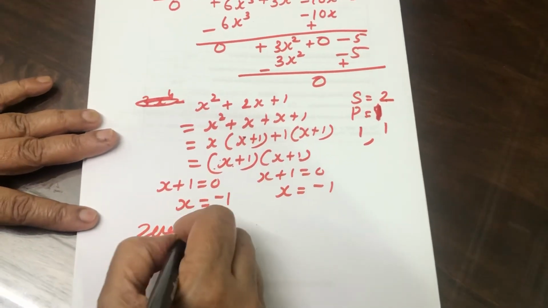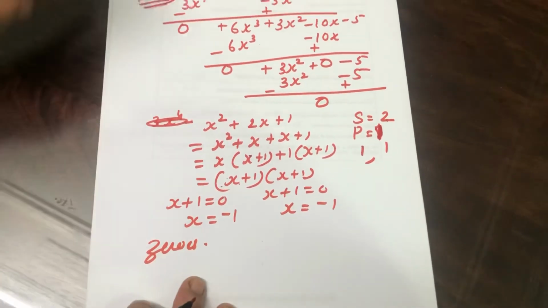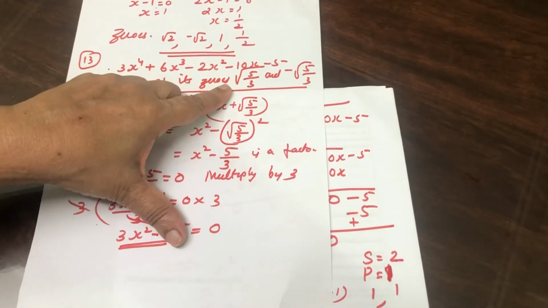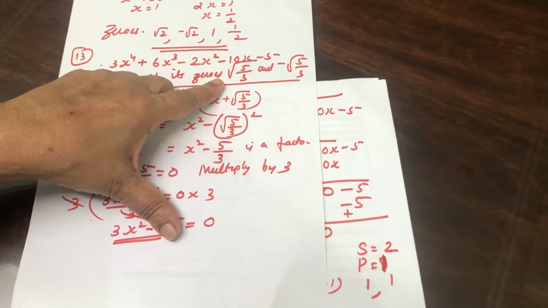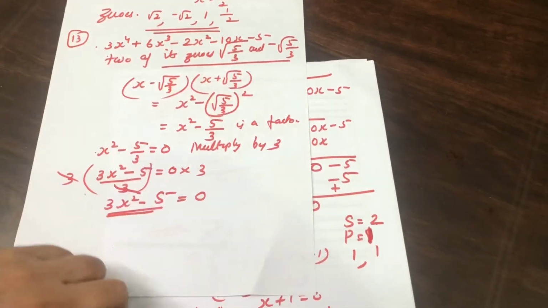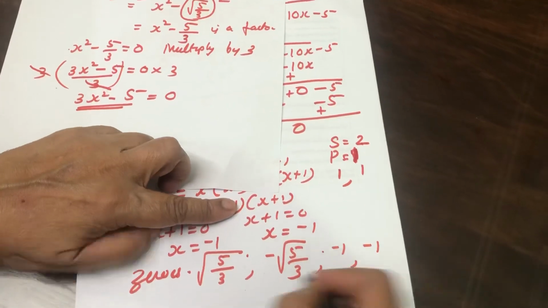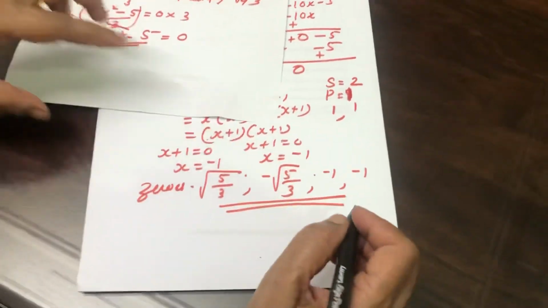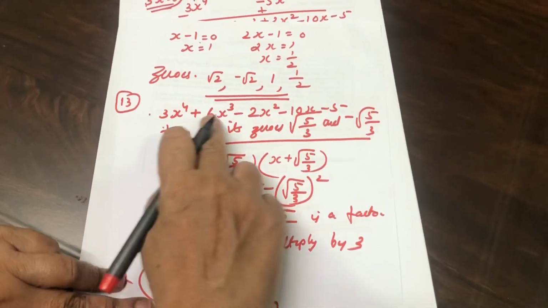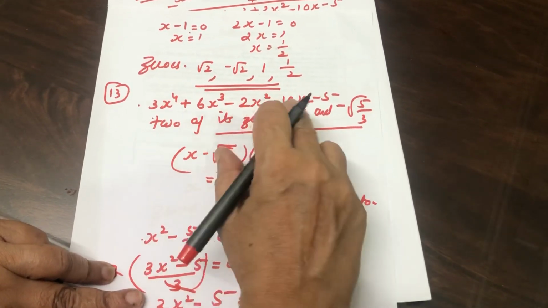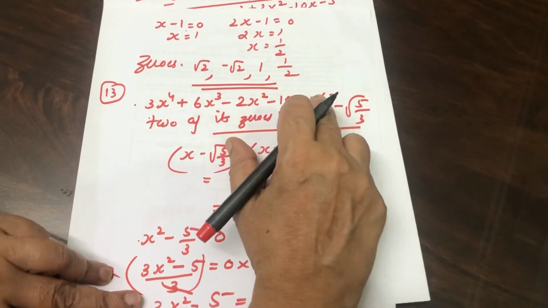So which are the zeros? The question itself gives 2 zeros, root of 5 by 3 and minus root of 5 by 3. These 2 zeros, along with minus 1 and minus 1, are the 4 zeros of this polynomial 3x raised to 4 plus 6x cube minus 2x squared minus 10x minus 5.